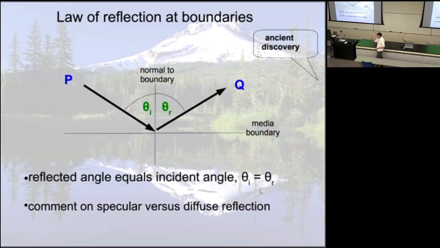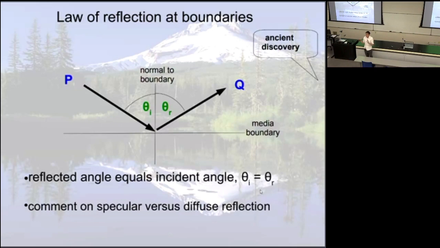This vertical line is an imagined line, but it's an important line for us in ray optics, in ray tracing. It's what we call the normal to the boundary. It's at right angles, 90 degrees, perpendicular to the boundary. It's with respect to that line that we measure the incident angle and the reflected angle, the incoming angle and the outgoing angle of the light ray. This incident angle, I call it theta I, is the angle between the normal and the direction of the incident ray, this arrow here. And this angle theta R is the reflected angle, the angle between, again, the normal and the outgoing, reflected ray. That's how we measure incident and reflected angles for the law of reflection.